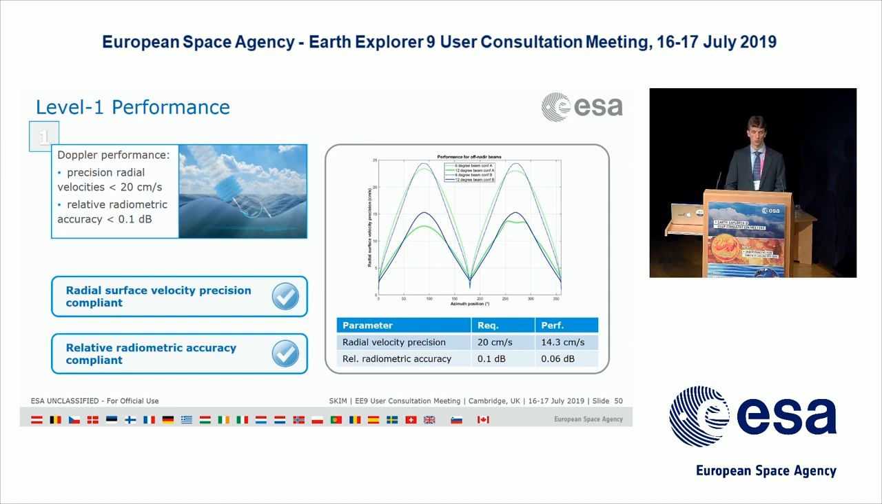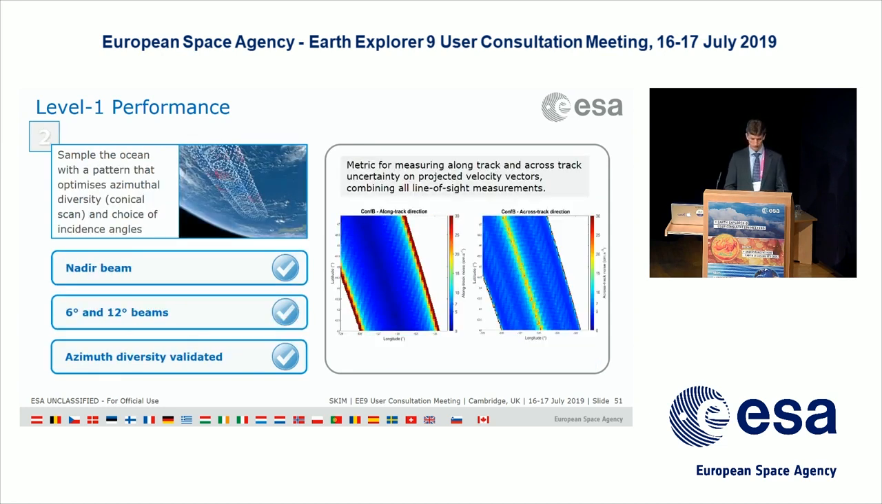To address the sampling in the swath, we had to come up with some kind of metric for the design purpose. This is a simple metric that has nothing to do with currents, but it basically calculates the uncertainty when you geometrically combine all the line of sight uncertainties into an along track and an across track component. As you can see here, of course, close to the edge of the swath, we don't get the along track component, and near nadir, we don't get the cross track component.